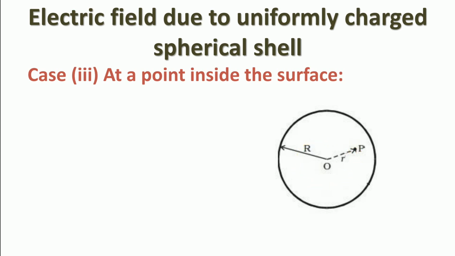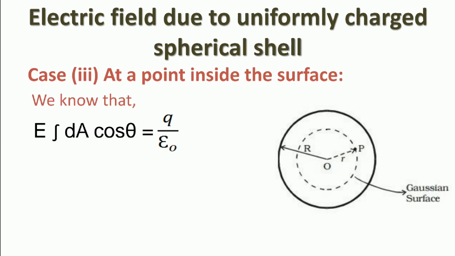Let's assume the Gaussian surface. It would be like this. This is the Gaussian surface we have assumed, and we have to take the surface area of this Gaussian surface in the calculations. So apply the relation. We know that E integration dA cos theta is equal to Q upon epsilon naught. This is from the definition of electric flux, and this is from Gauss' theorem. We have combined them to make a relation.